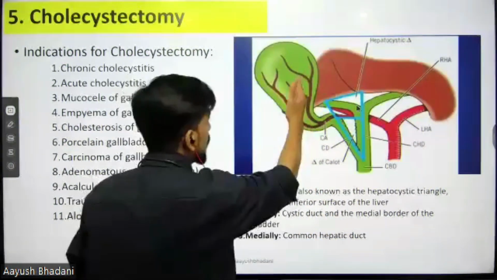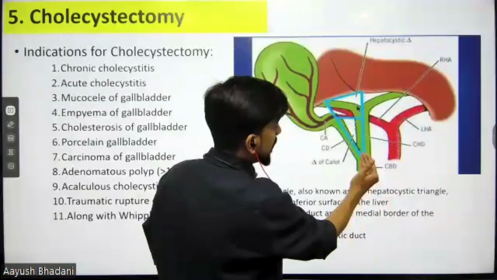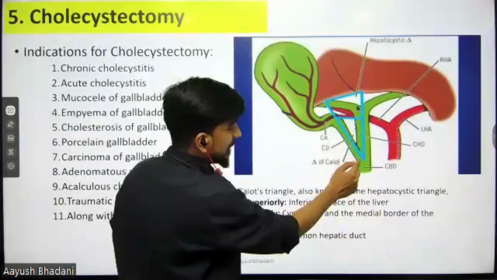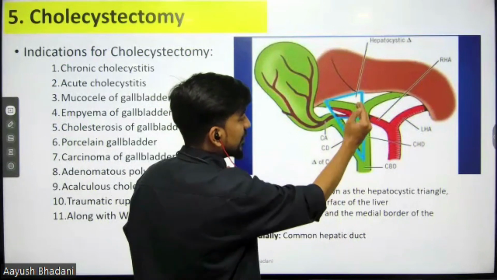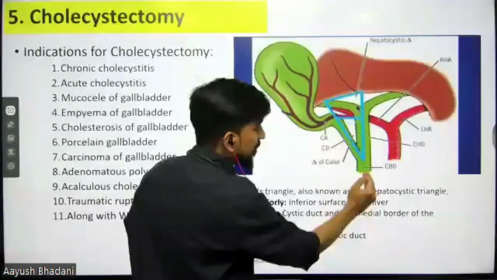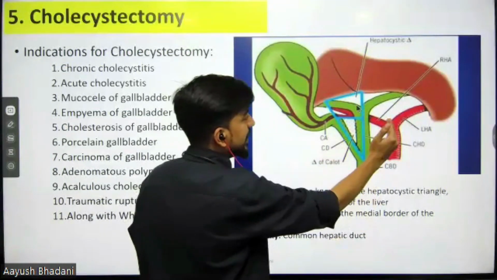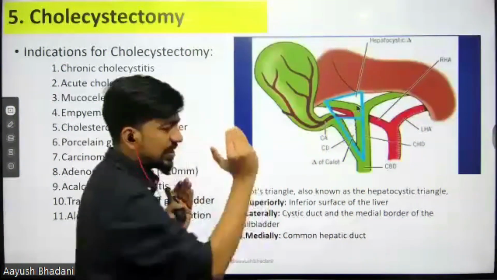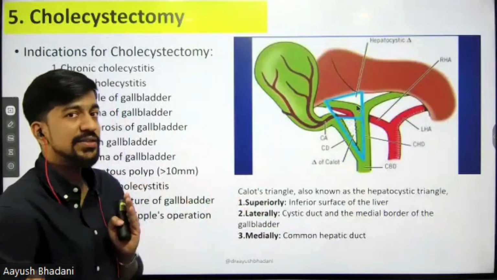We have the liver, we have the gallbladder, we have the common bile duct being joined by the cystic duct. We have the common hepatic duct. So we have the common hepatic duct and cystic duct forming the common bile duct. We have the left hepatic artery, the right hepatic artery, and the hepatic artery proper. So the latest Bailey says that Calot's triangle is also known as the hepatocystic triangle.